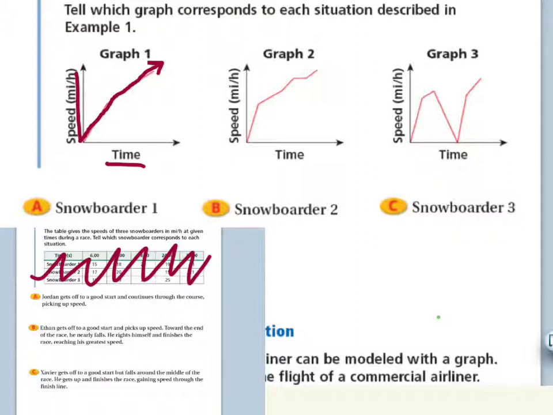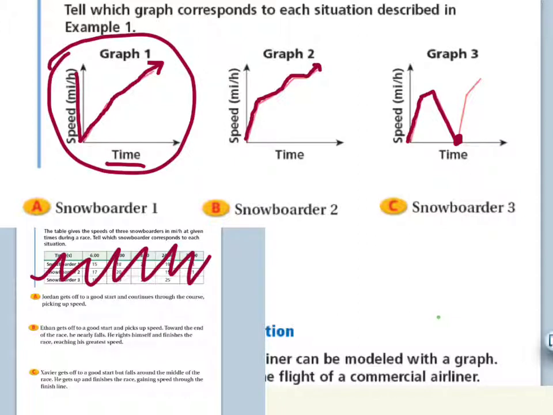This is sort of still right. We've got a really good start. He is increasing generally, but not as consistently as the first one. And then the third one, it looks like he's gaining speed, but at some point he loses speed entirely and goes back down to 0. So that's definitely not Jordan. I think our best pick for graph number 1 would be that it is Jordan. So snowboarder 1 would be Jordan.